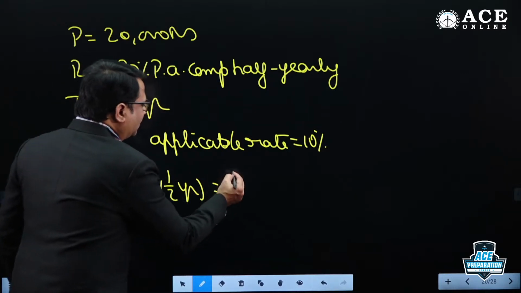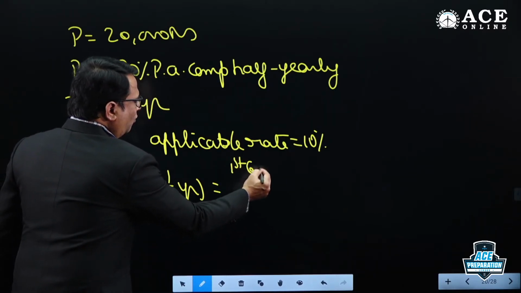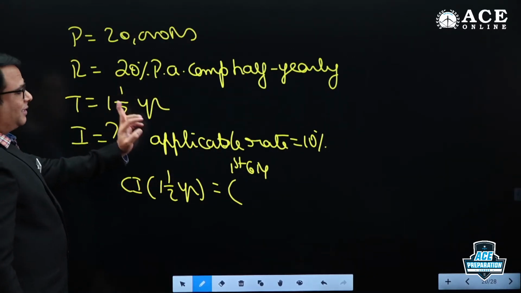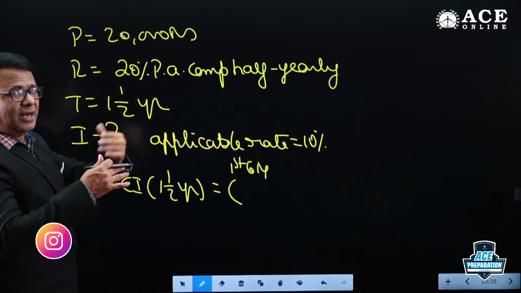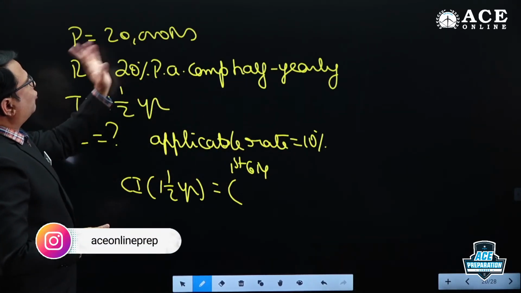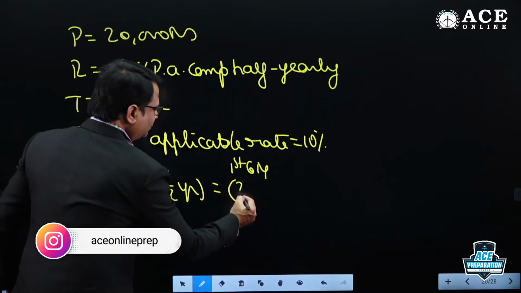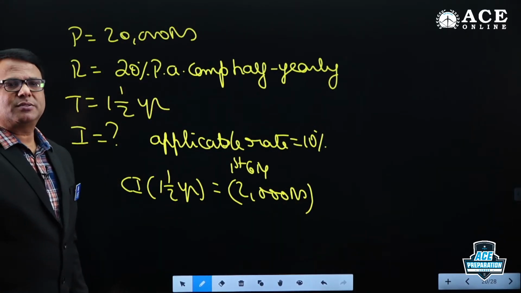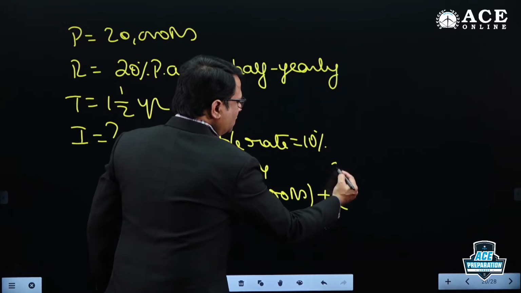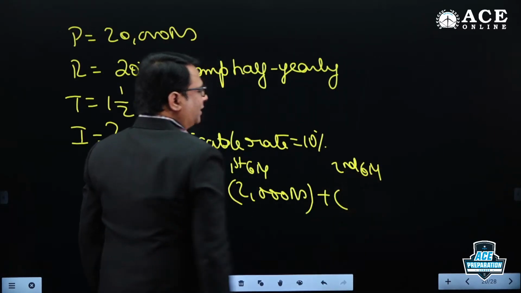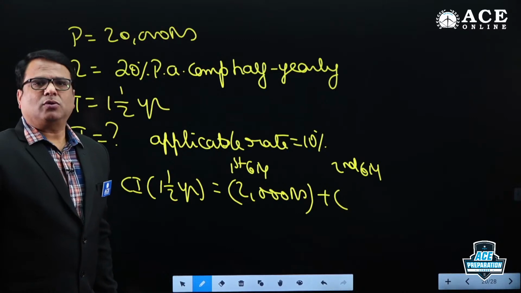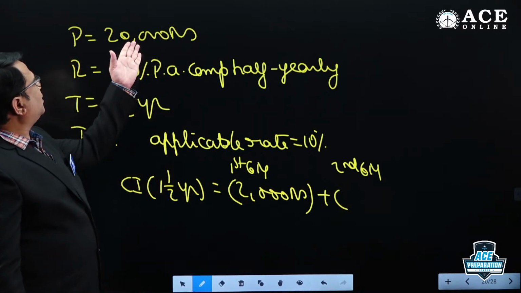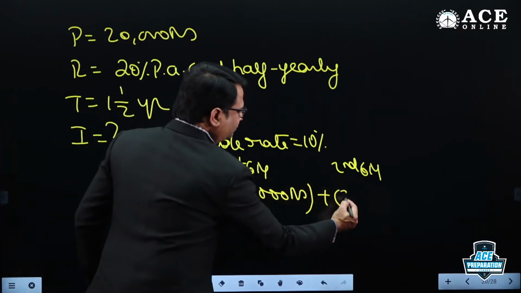Now, what is the interest for first 6 months? Don't take 20%, 10%. Applicable rate is 10% because we are calculating every 6 months. 10% of 20,000, 2,000 rupees. So this is the interest for first 6 months. Then plus second 6 months. What is the interest for second 6 months? So once again, first we should calculate interest on principal. So 10% of 20,000, 2,000.